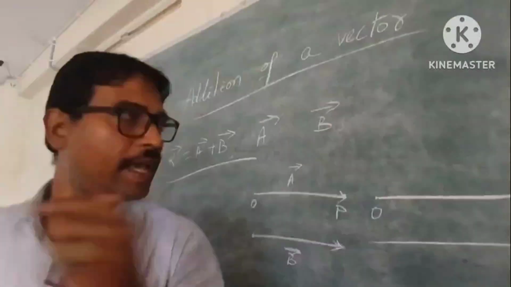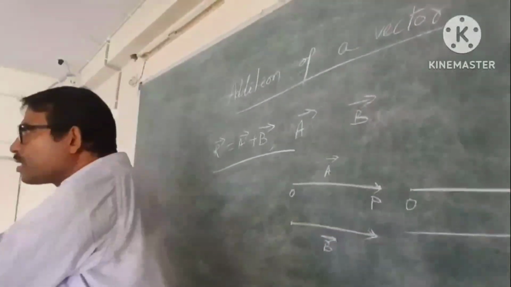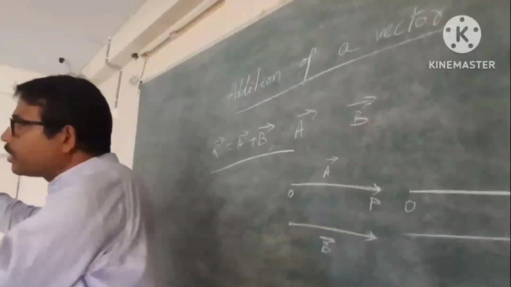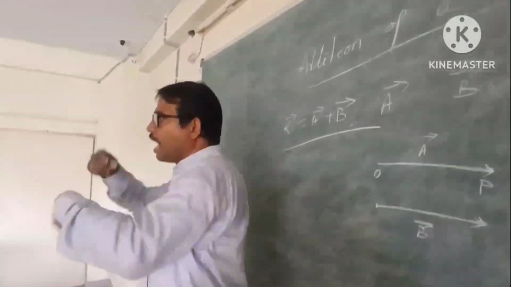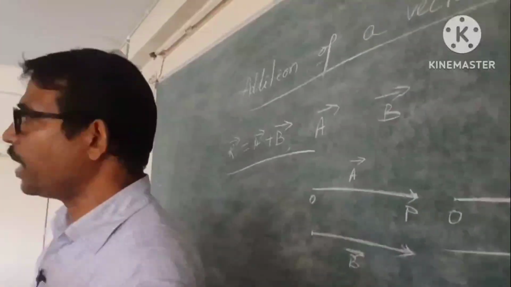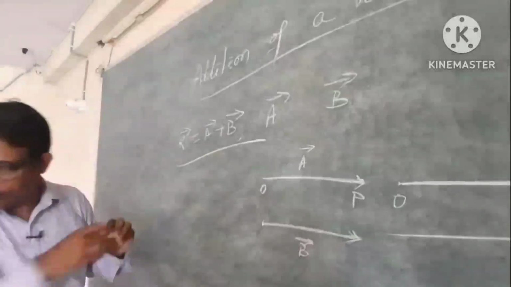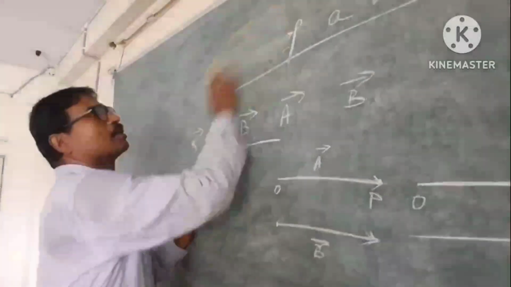When the head of one vector coincides with the tail of another vector, and then the head of that vector coincides with the tail of another vector, and so on, you can add in this process if there are a number of vectors. In the same process, suppose subtraction, how can you subtract the vector?